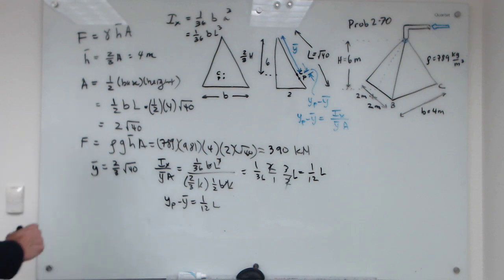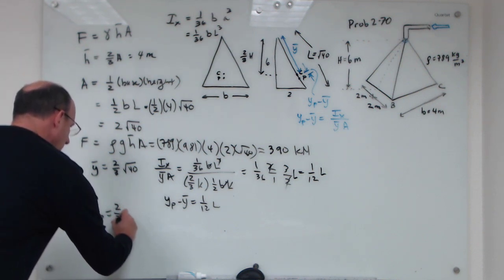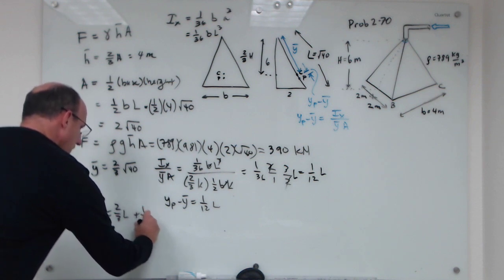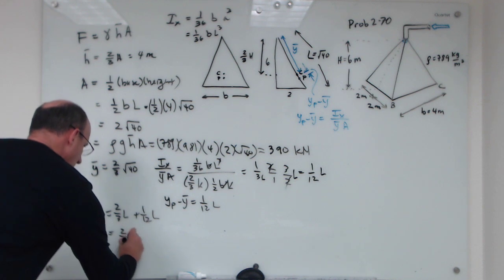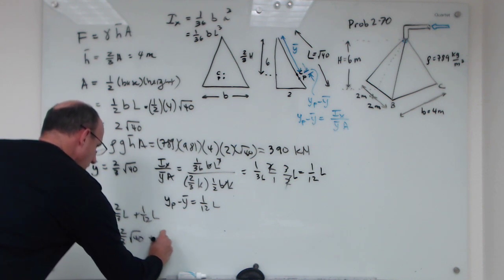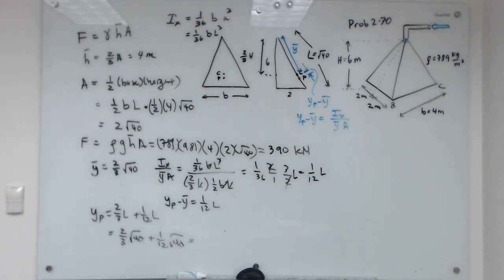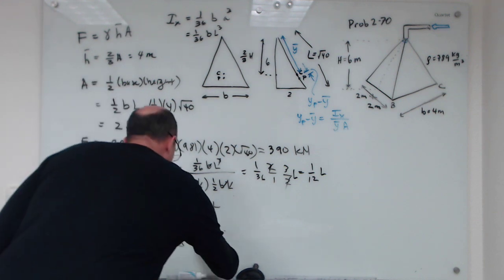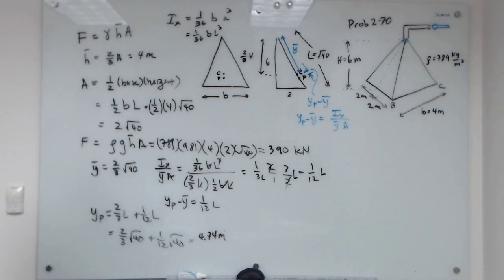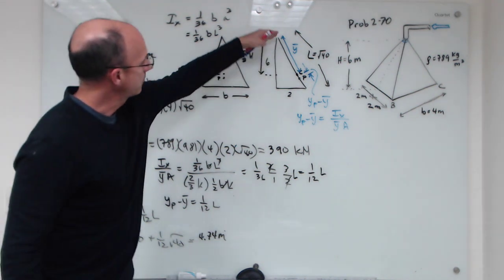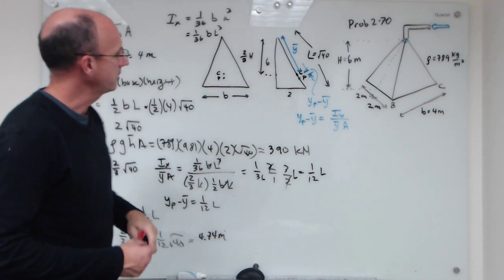Y bar was 2/3 L. So that means the distance yp is going to be equal to 2/3 of L plus 1/12 of L, or 2/3 of the square root of 40 plus 1/12 square root of 40. And that works out to be 4.74 meters. Okay, so our calculation tells us that the center of pressure is going to be 4.74 meters down this face.